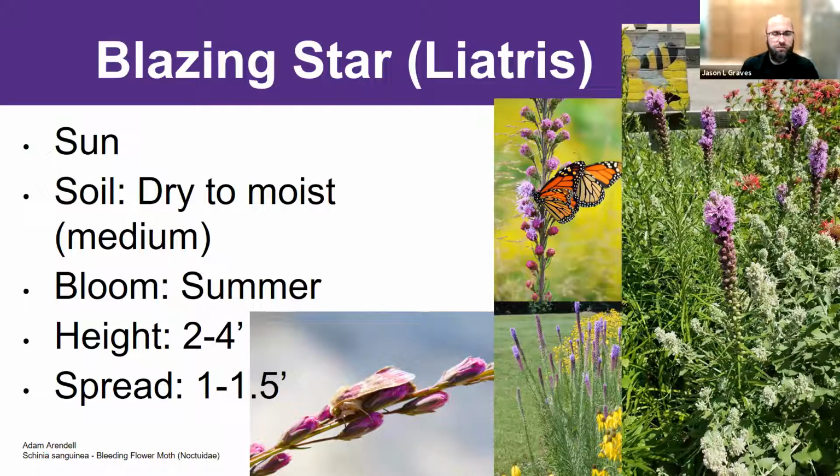There are some varieties and cultivars that are a little shorter that may be useful, but it tolerates full sun. It's going to prefer dry to moist soil, probably more medium, and appreciates a little bit of moisture here and there. But it's another wonderful plant for pollinators. It supports this really unique moth that you can see here as well, called a bleeding flower moth. This is a specialist moth that's associated with our blazing star that you might find yourself seeing on these plants, and it'd be kind of a fun find if you can do that.